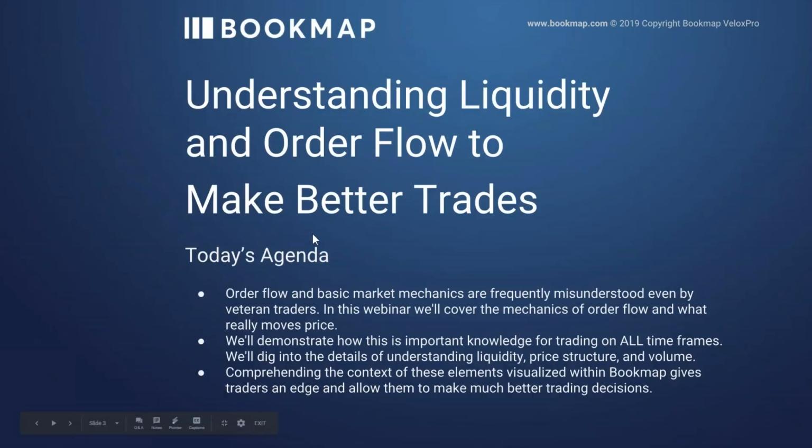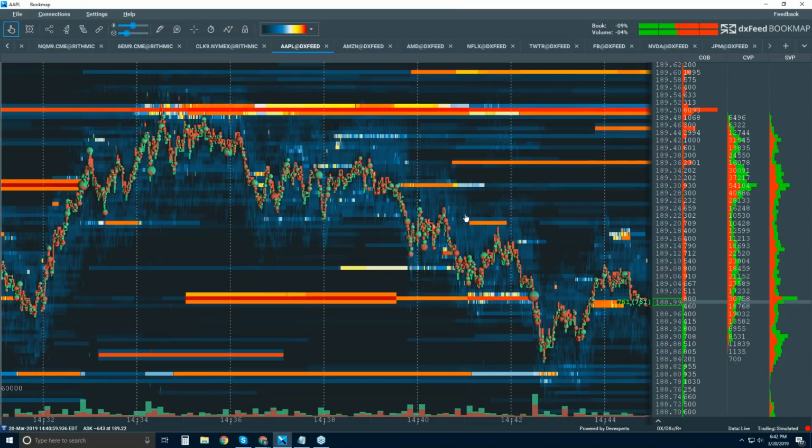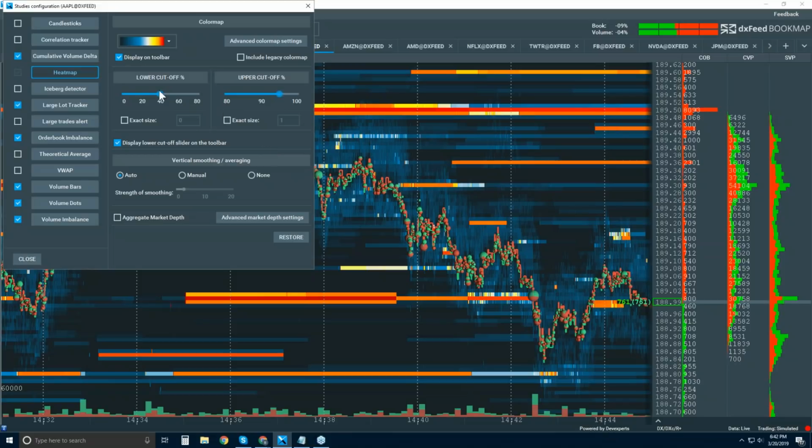Now there's quite a bit more within Bookmap to go over. It's really not for the scope of this webinar, but you can trade from the Bookmap chart. There are all sorts of studies. You can filter the heat map. You can filter the volume in specific ways.